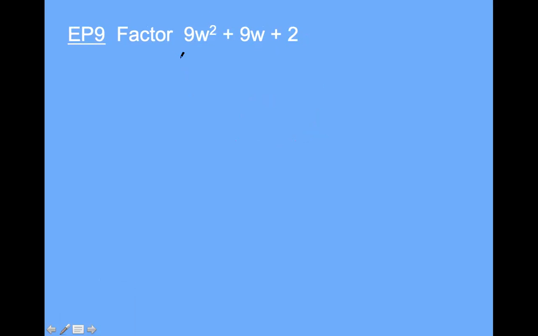So 9w squared, our options are 9 and 1, or 3 and 3. And our only option for 2 is 1 and 2. So that's helpful. All right, so we're going to make our parentheses. I'm just going to try the 9w and the 1w and see what happens. And I'm going to try 1 and 2. So let's see. Inside, I'd have 1w. Outside, I'd have 18w.